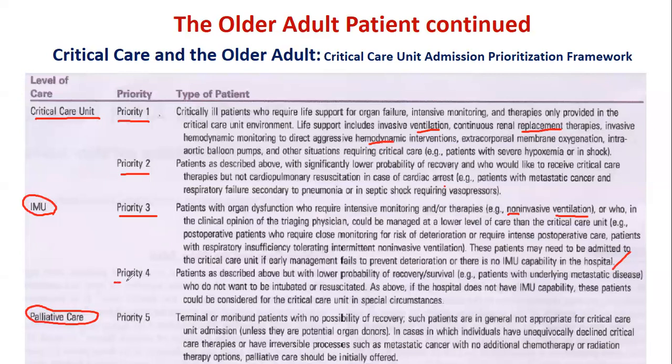Next, go priority number 4 and priority number 5. This is part of palliative care. Priority 4: patients as described above, but with lower probabilities of recovery or survival. Example, patients with underlying metastatic disease who do not want to be intubated or resuscitated. As above, if the hospital does not have IMU capabilities, this patient could be considered for critical care unit admission under special circumstances.